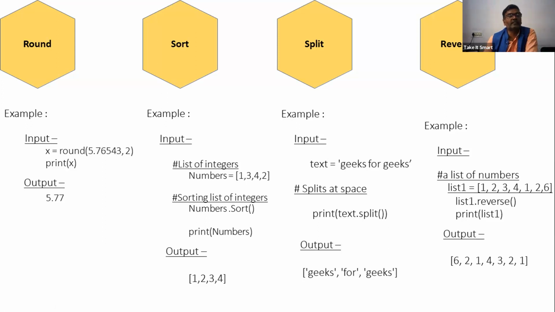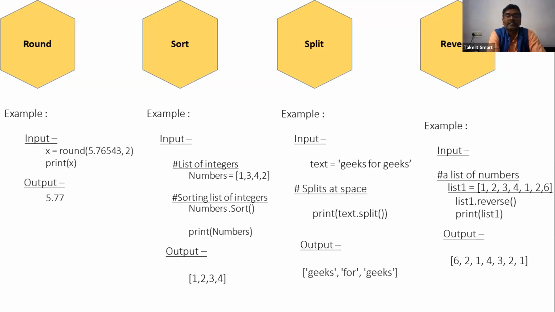So how does rounding happen, guys? 7, 6. If it is less than 5, like 7, 4, then it stays 7, 4. Fine. If it is more than 5, then it goes to the next digit. So 0.76 became 5.77. So that is rounding. Second is sorting: 1342 is not sorted. We just use numbers dot sort and print, then 1 2 3 4.